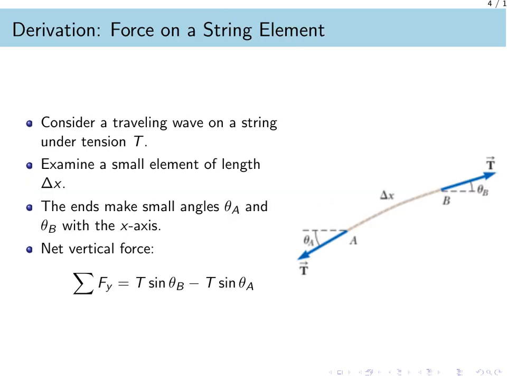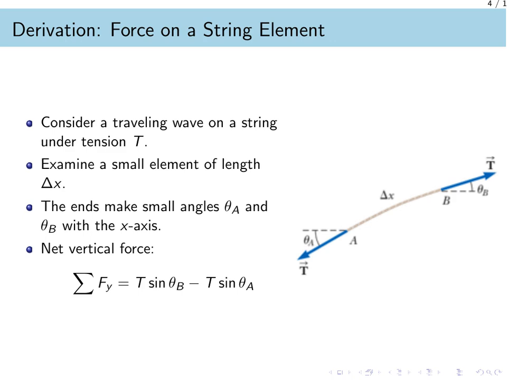To derive the wave equation, let us consider a traveling wave moving along a string that is held under a constant tension, T. We focus our attention on a very small segment of the string, with a horizontal length represented by delta x. Because the string is vibrating, the ends of this small element, labeled A and B, make small angles with the horizontal x-axis. These angles are denoted as theta A and theta B.